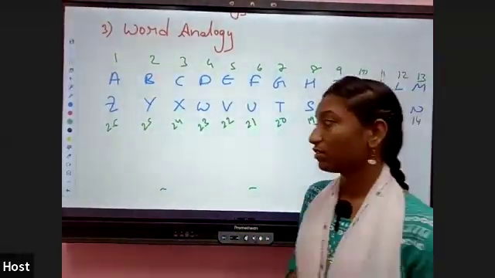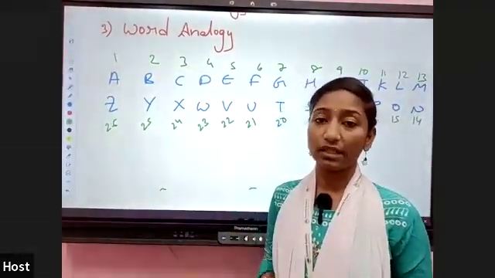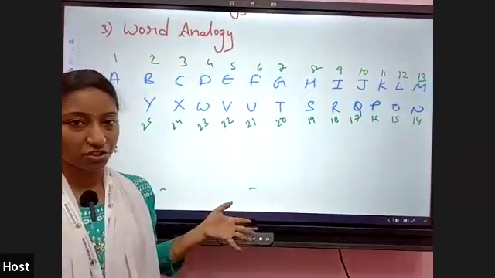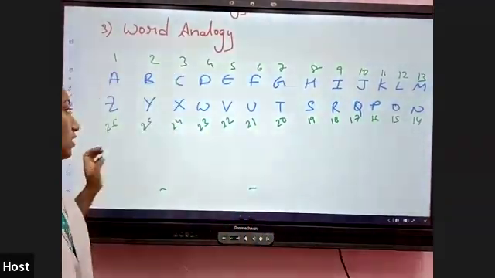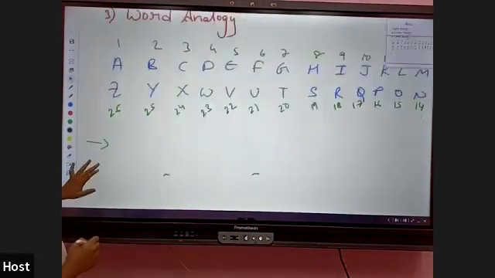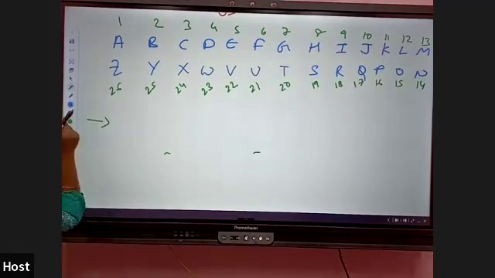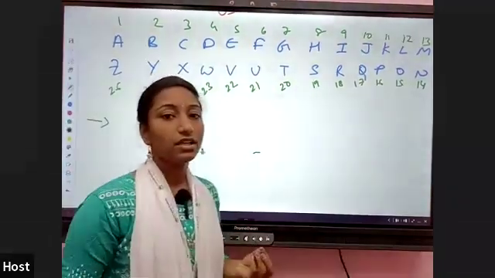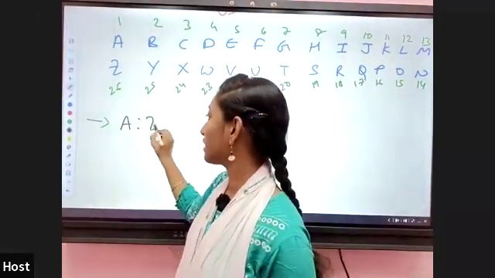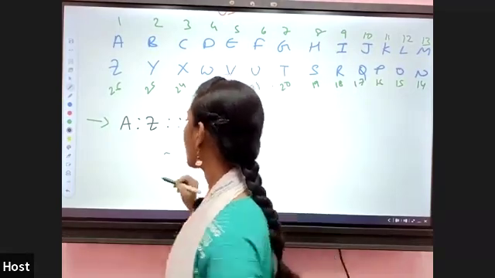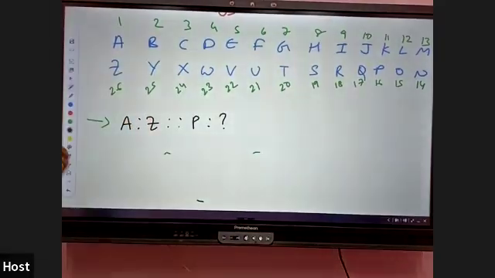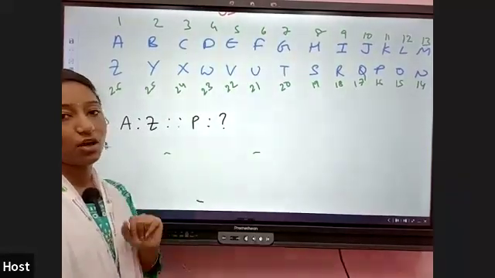In letter analogy also, as we did in letter coding, we should use the same models and the same process. A little change will come. Firstly, let us solve some examples so that you can clearly understand analogy. In letter analogy, it is a very easy topic. A is to Z means P is to how much?